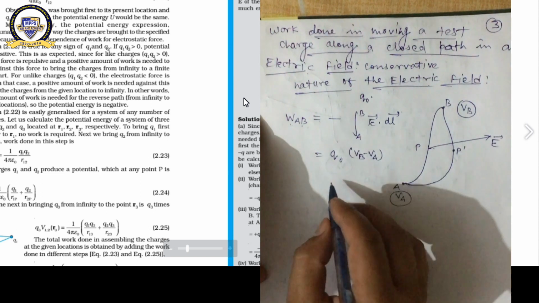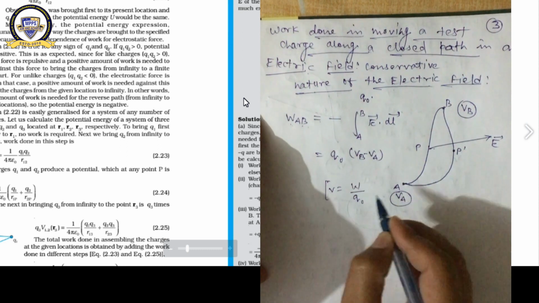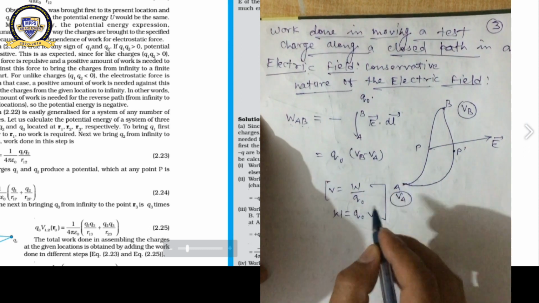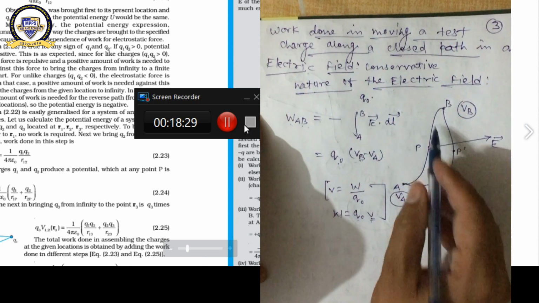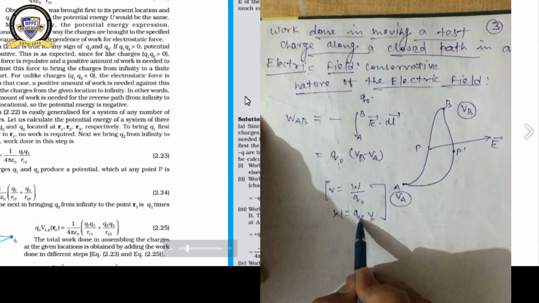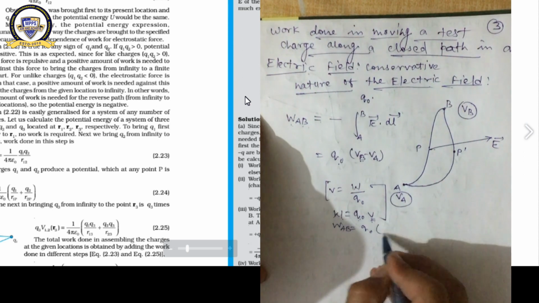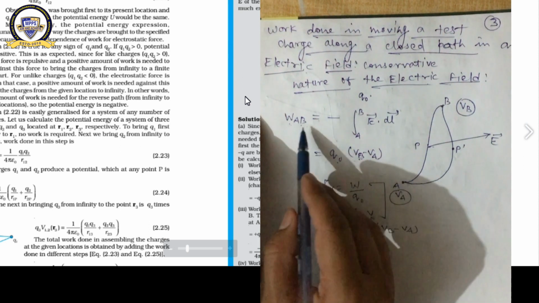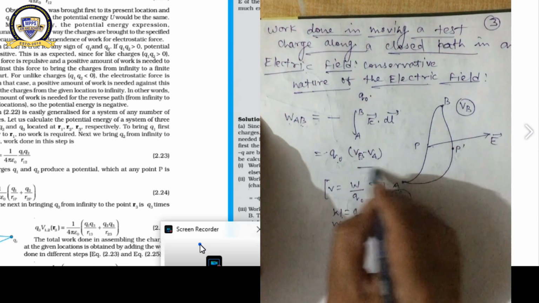As we know that V is equal to W upon Q naught, so W is equal to Q naught into V. Here it is Q naught and here it is the potential difference. So VB minus VA is the potential difference between points A and B. So the work done from A to B, WAB, is equal to Q naught times the potential difference VB minus VA. So by using this relation, WAB is equal to minus the integral from A to B of E dot dl, and this is equal to Q naught (VB minus VA). Suppose that is equation number 1.